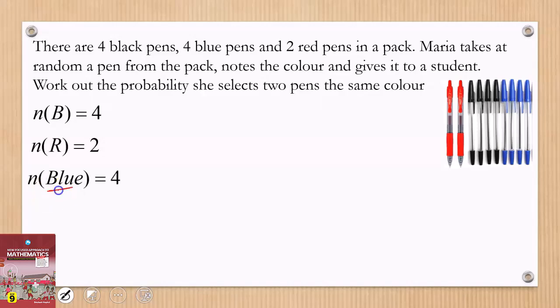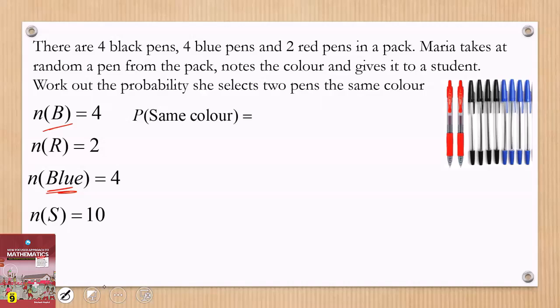So because we have BB here, I'm trying to write the blue as blue, then the B first one becomes the black. Now, the sample space is going to give us 10 because we are looking at 4 plus 2 plus 4. So now the question is asking us to find the probability that the 2 pens selected are of the same color.